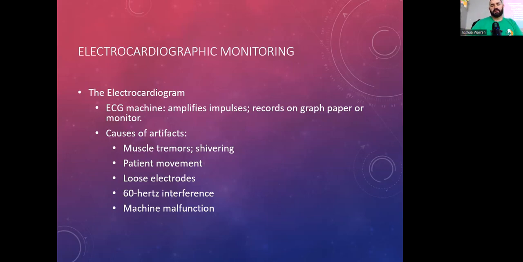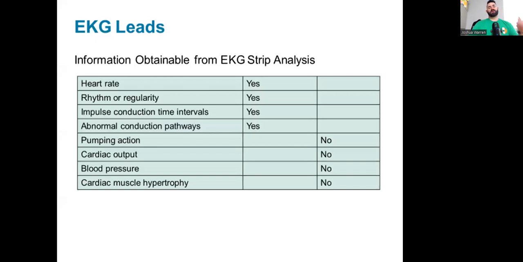So what else can I learn from an EKG? Let's talk about it. It can give me heart rate, regularity, the impulse conduction time intervals, how long it's taking an impulse to travel from the SA to the AV node, or how long it's taking that impulse to travel from the atria to the ventricles. That's what it represents. Can it also show me abnormal conduction pathways? Absolutely. I'll show you later on this week when you can tell when an electrical impulse has traveled, hit an area of obstruction, and then had to find another route around. It's called aberrancy.